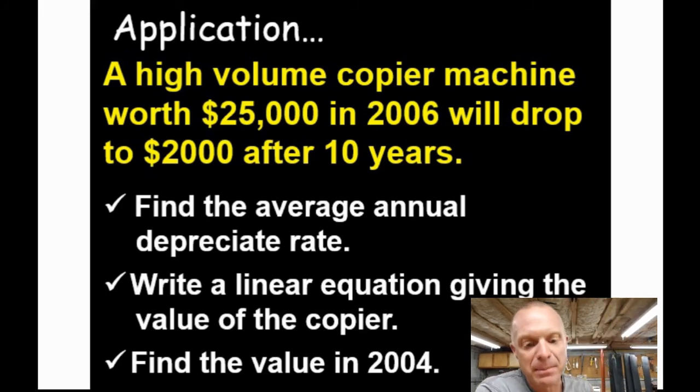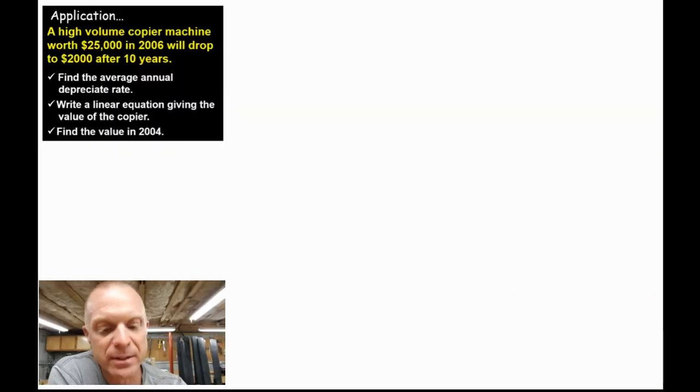Let's say we got some copy machine. Must have been a heck of a copy machine, $25,000. That's what it cost in 2006. And it's going to drop to $2,000 after 10 years. Okay. Now, if we want to analyze this, like the first questionnaire, to find the average annual depreciation rate, it might be helpful if we think about that as a slope. When you hear the word average annual rate, that's like a slope.